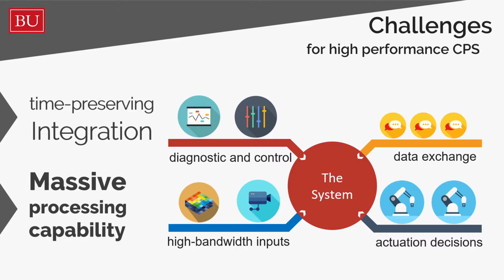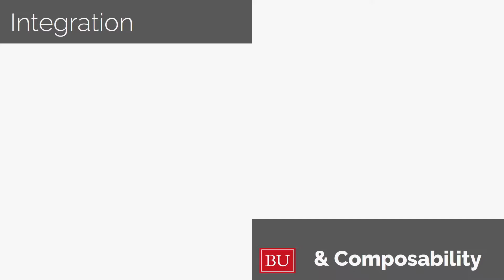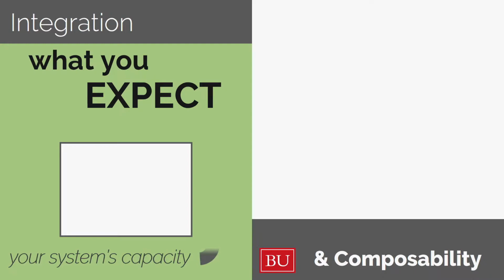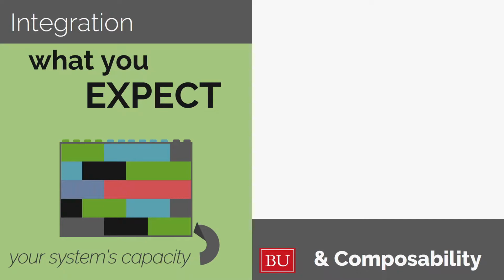Okay, so with all this in mind, why has time-preserving integration been a challenge? Well, because normally when you buy a more performant architecture, what you have is a certain amount of system capacity, and we represent that with this white box. And now, as you consolidate more workload, if we say a workload is a Lego piece, what you expect is that as you integrate more and more workload, they occupy a fixed amount of capacity, and then you can consolidate workload until you essentially saturate the platform and run out of capacity.